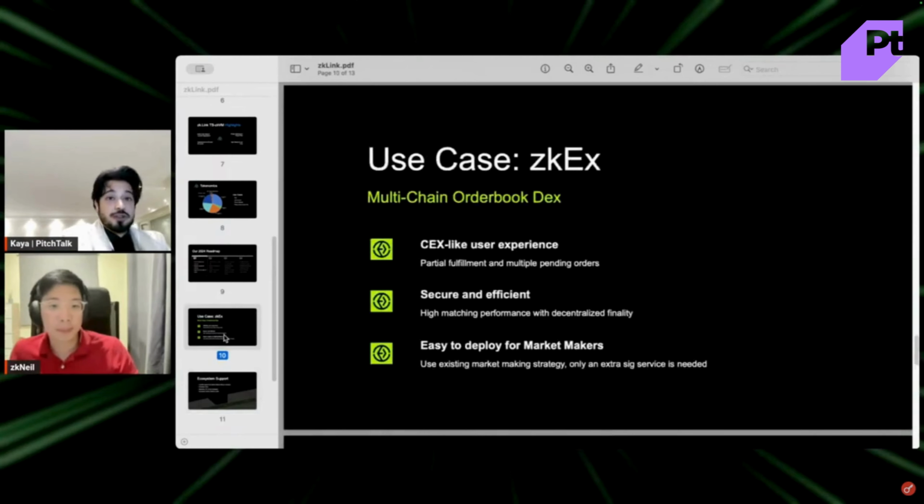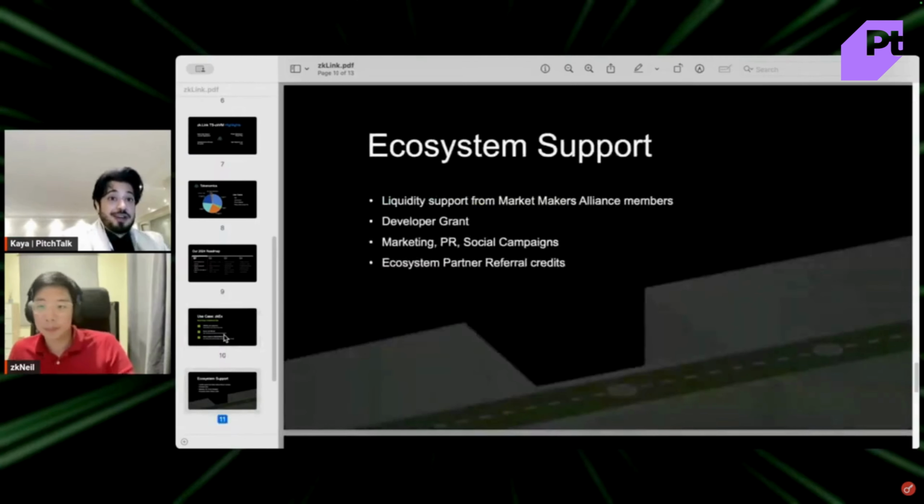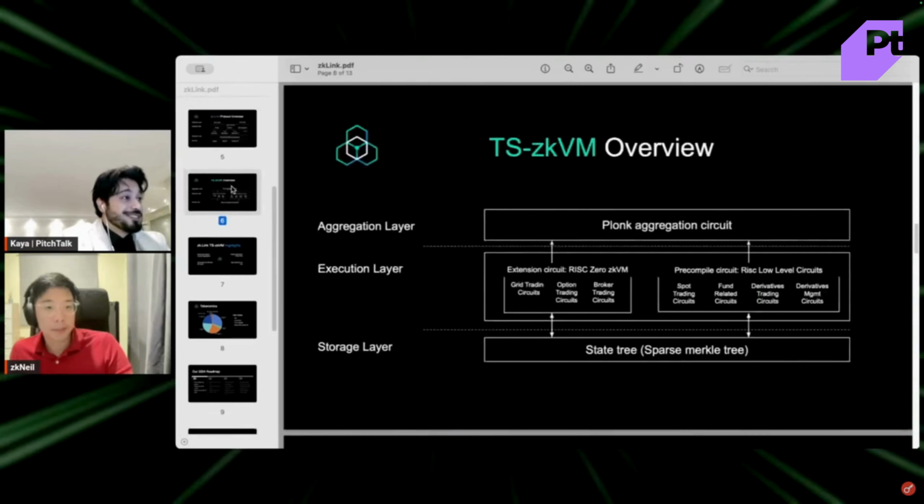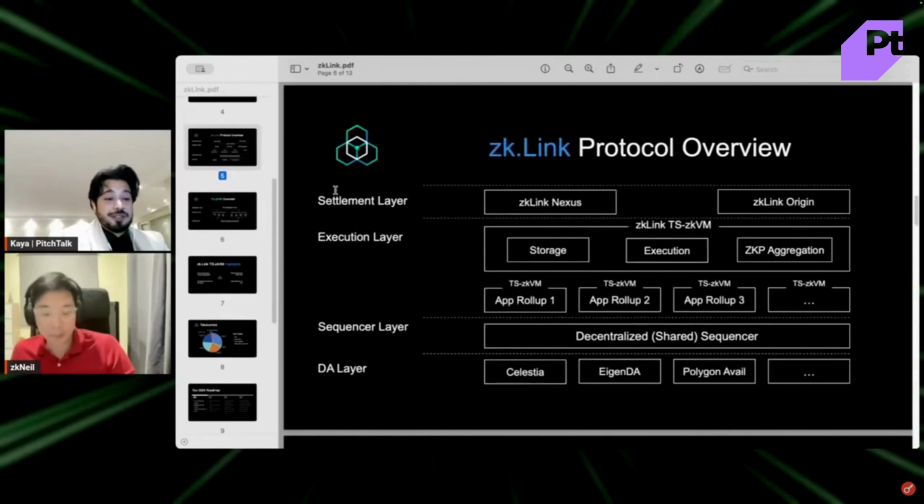I've noticed you're using the DA of Celestia, Eigenlayer, I believe, and Polygon, which are quite hot ecosystems. But recently, I noticed that using the DA of Near Protocol is actually about 28 times cheaper. So could you elaborate why you have strategically chosen to use these DAs instead of, for example, Near Protocol's DA?